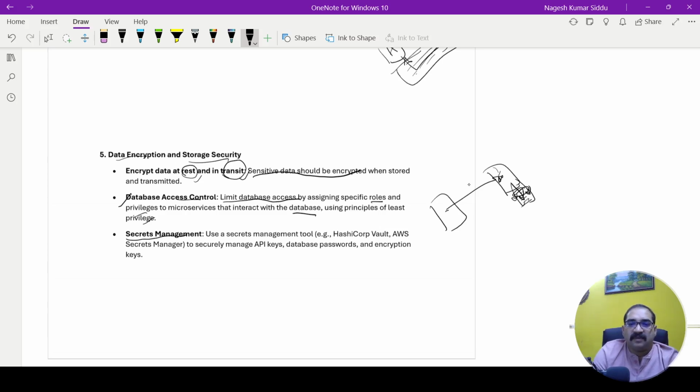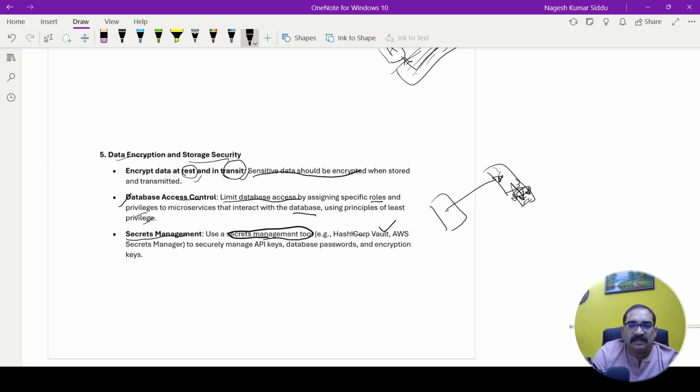So if we store these passwords in a .text file or some configuration file, they are easily exposed. And since we have hundreds of microservices, each of them has its own access, passwords, and databases. It's a big list of passwords, right? So we use a password management tool or secret management tool.